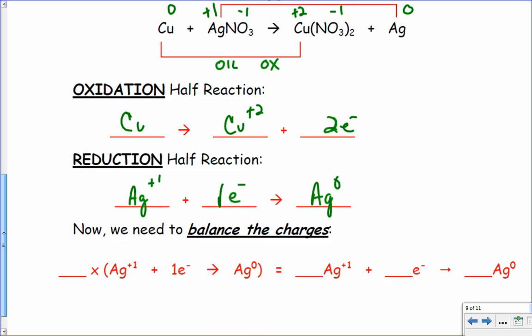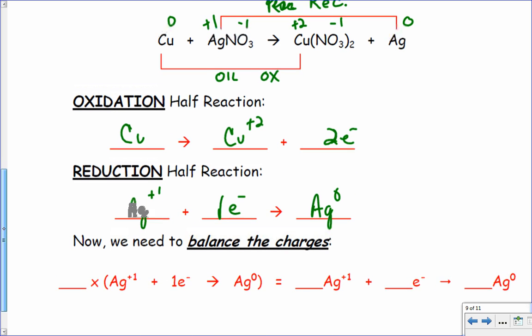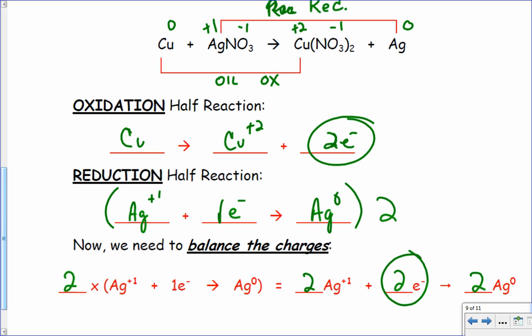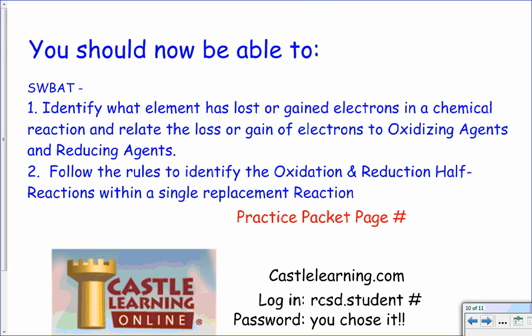Now we need to balance our electrons. I need to multiply this whole thing by 2 so that the electrons go to 2. If I take this whole thing and multiply it by 2, I'll get 2 Ag+ plus 2 electrons equals 2 Ag0. Now the 2 electrons and the 2 electrons balance, and we have obeyed the conservation of charge. So there we are, done.